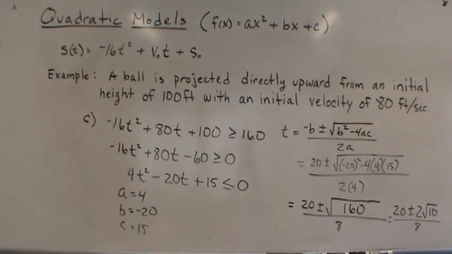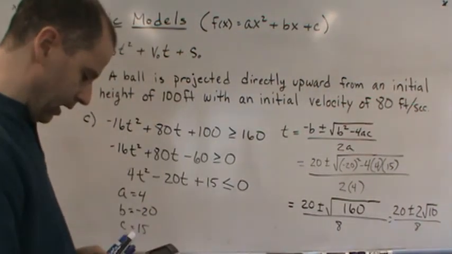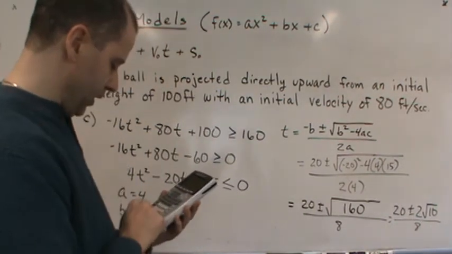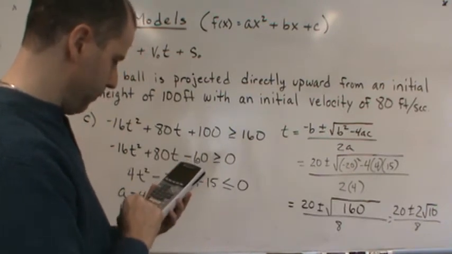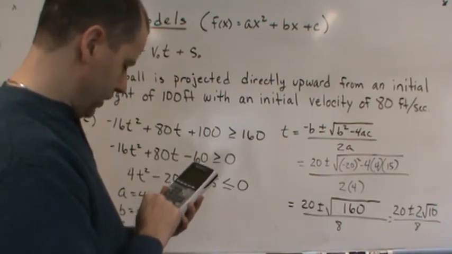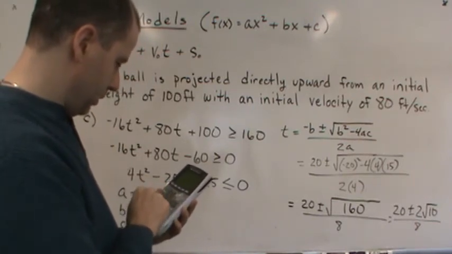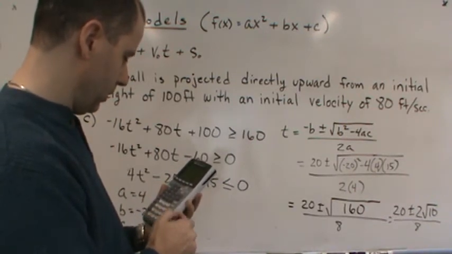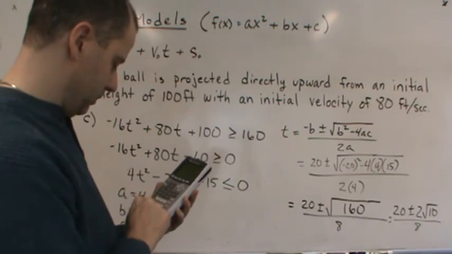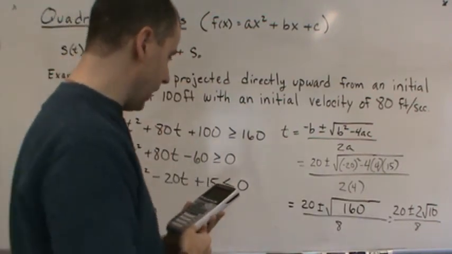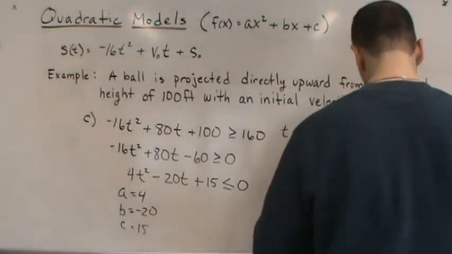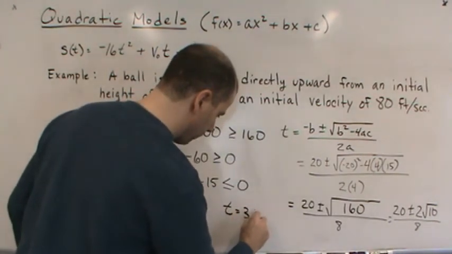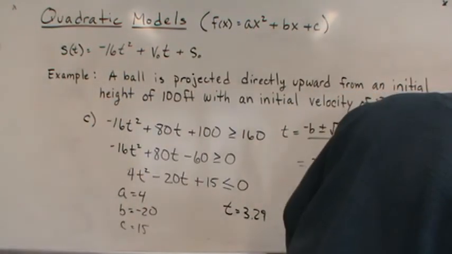So again, since this is an application type problem, this is where we just use our calculator. And so what I'm going to do is calculate the two time periods. So I'm going to do 20 plus 2 times the square root of 10 divided by 8. And I get 3.29 seconds. Okay? So I get t equals 3.29 seconds.